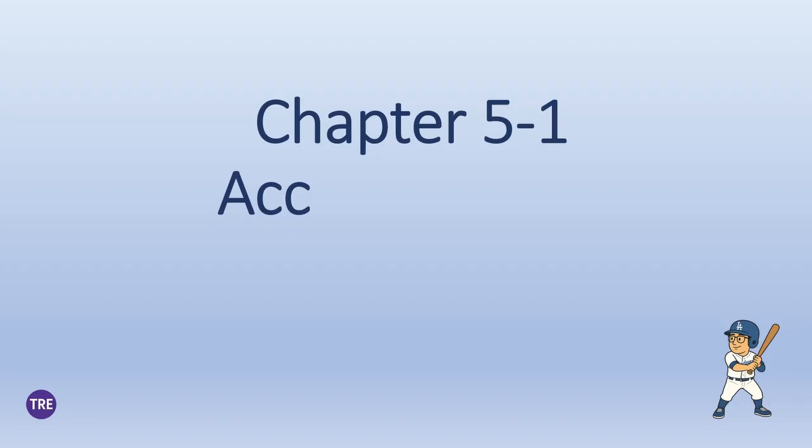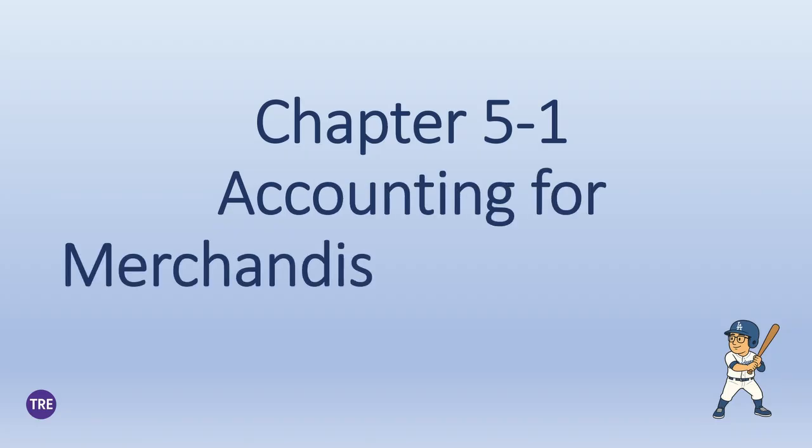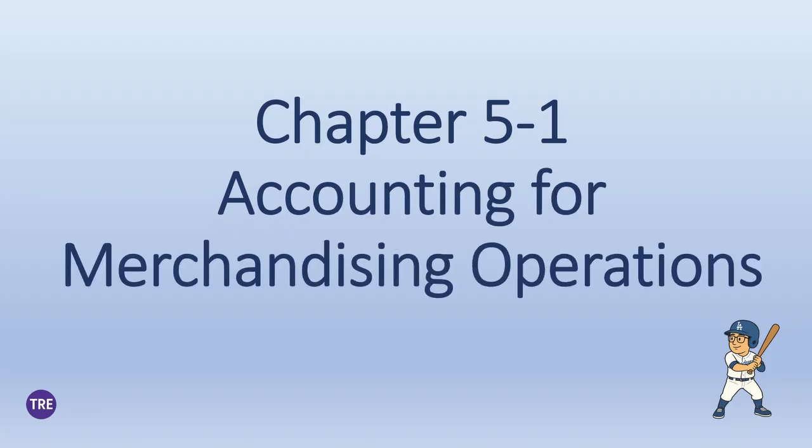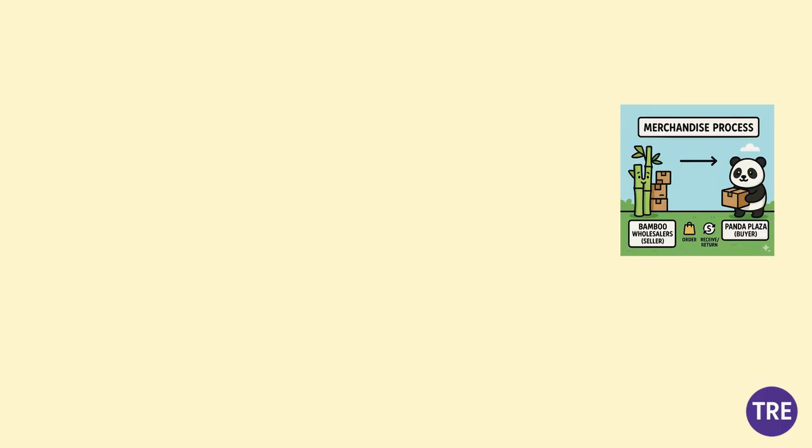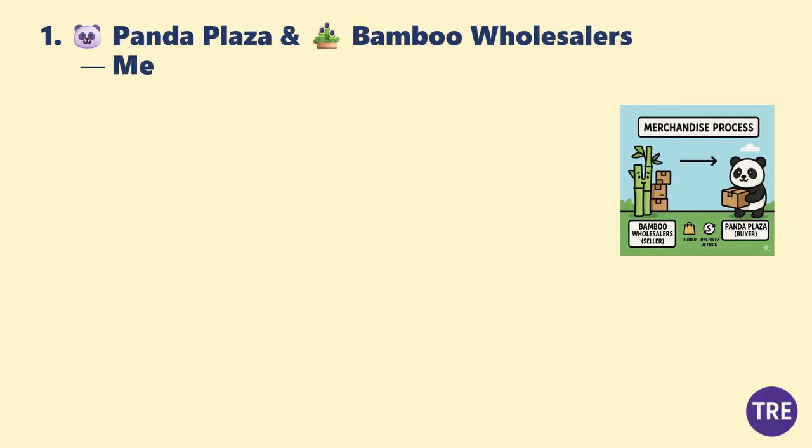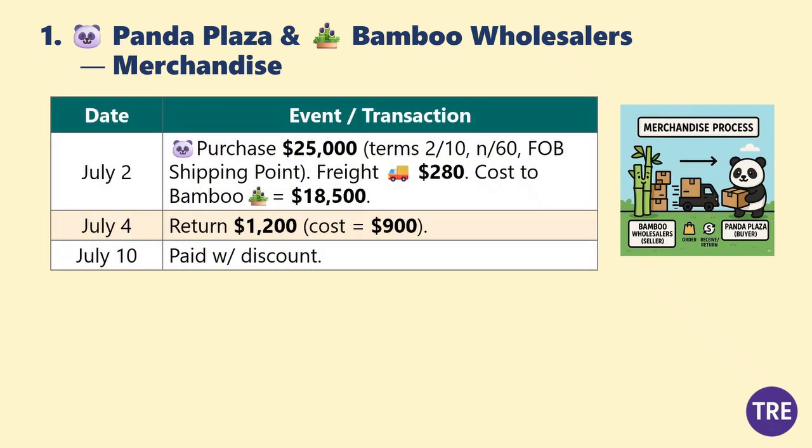Chapter 5-1 Accounting for Merchandising Operations. In this case, Panda Plaza is the buyer and Bamboo Wholesalers is the seller. Both use a perpetual inventory system. On July 2nd, Panda purchases $25,000 of merchandise, with terms 2/10, net 60.